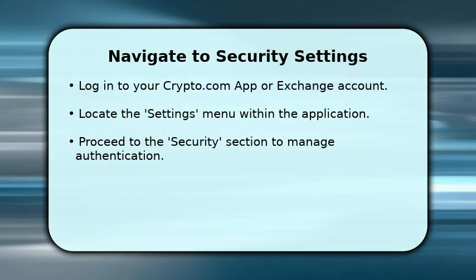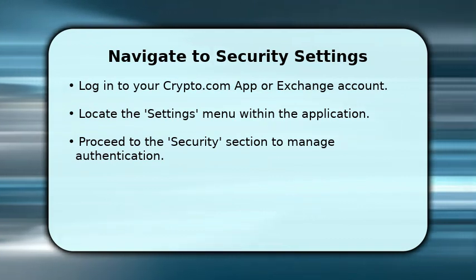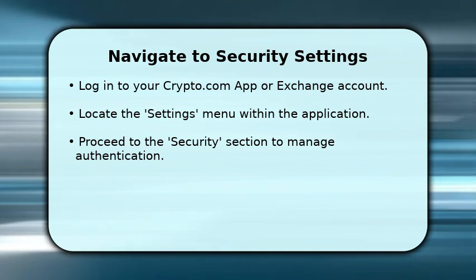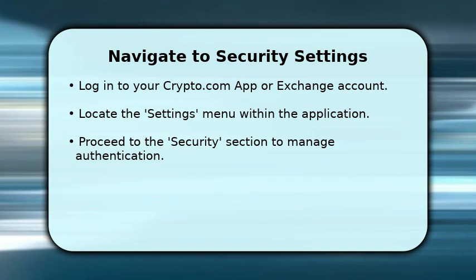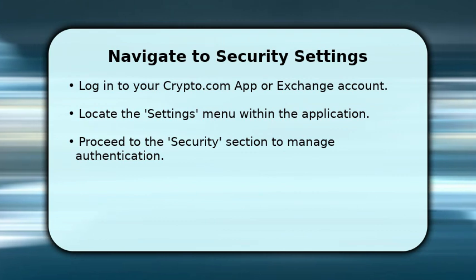To begin, open your Crypto.com app or log into the exchange platform. Once you are successfully logged in, navigate to the settings menu. This is typically represented by a gear icon or found in your profile section. Within the settings, you will find a dedicated security tab. Click or tap on this to access your account's security options, including the two-factor authentication management. This is your first step towards resetting your 2FA.